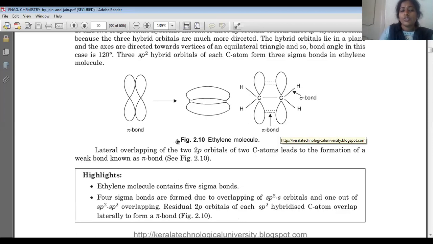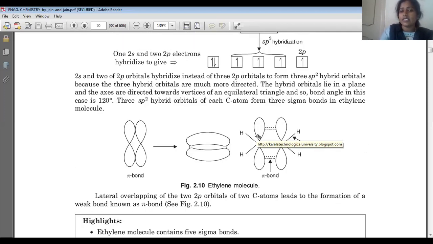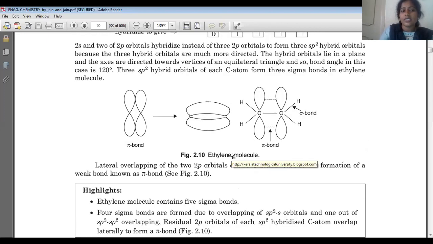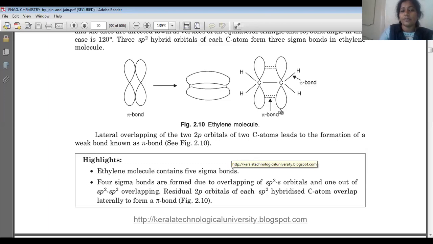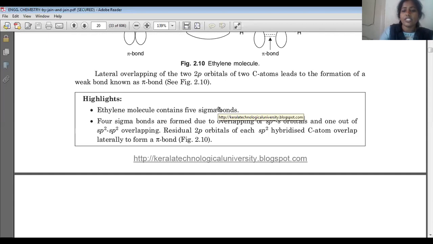Here, 1 s and 2 p orbitals are involved in the case of sp2 hybridization. sp2 hybridized orbitals are separated by a 120 degrees bond angle. So 109 degrees is sp3 hybridization, and a 120 degrees bond angle is present in sp2 hybridization. In the case of ethene, along with this sp2 hybridization, unhybridized orbitals are involved in pi bond formation. So this is about sp2 hybridization.